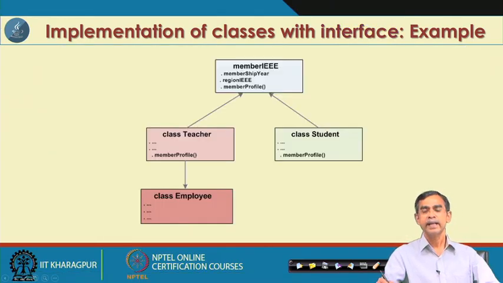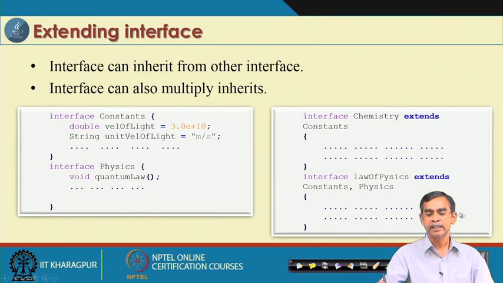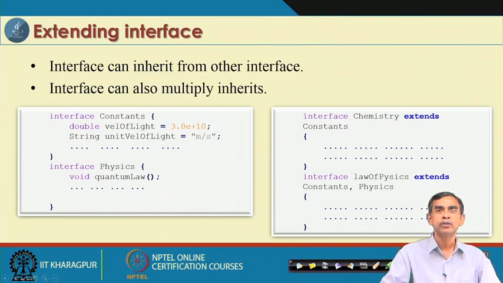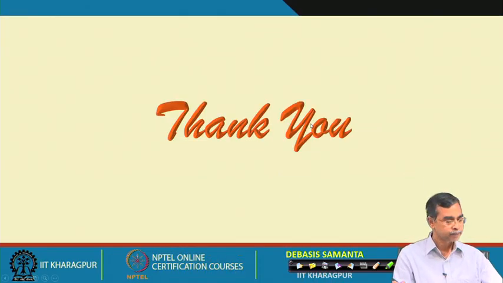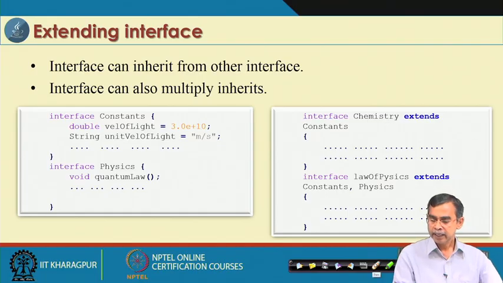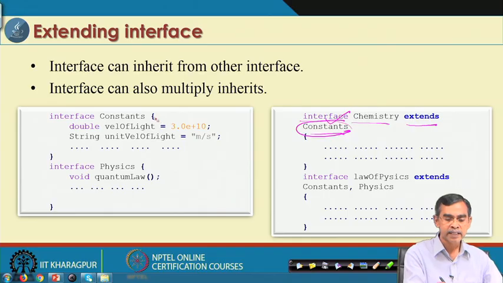The same idea can be extended to other examples. This is another example you can consider. Now, inheritance with interface. As I told you, an interface can also be used to extend other interfaces. It is the same concept as with a class, that means an interface can be treated as a class so far as inheritance is concerned. Here the interface Chemistry extends the interface Constant, where Constant is an interface.